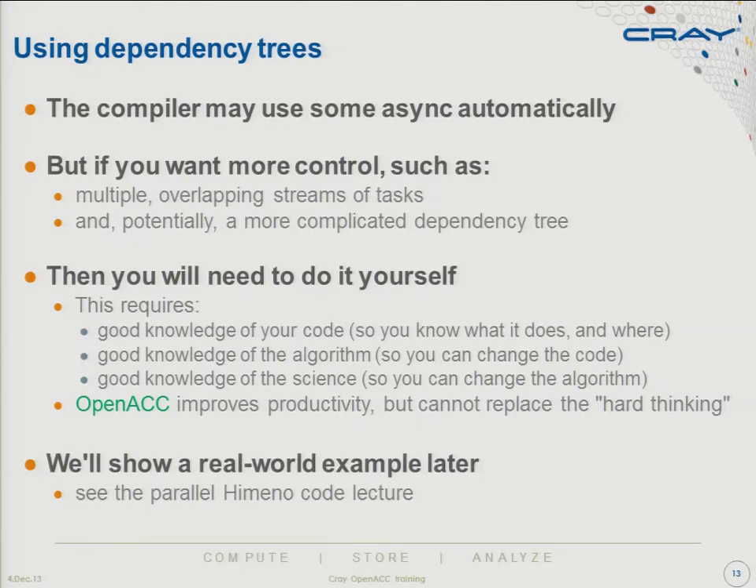If you want to take advantage of this, you need to know your code, so you know what it does and what the dependency tree is. You need to know the algorithm, because you might need to change the code to make the task-based parallelism more obvious. And you might need to know the science to say, well, actually, there's a different algorithm I could use to do the same science that has better task-based overlap. This is what I say, OpenACC is great for productivity, implementing all of this, but it doesn't do the thinking. That's where you come in. So that was all I was going to say.